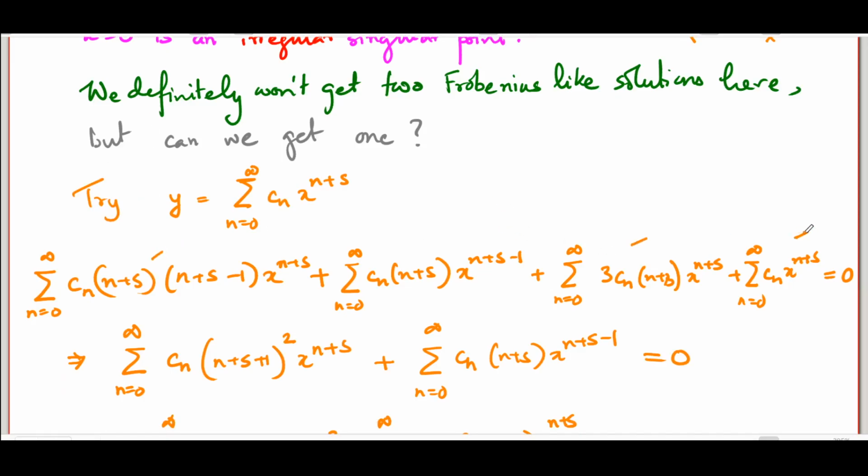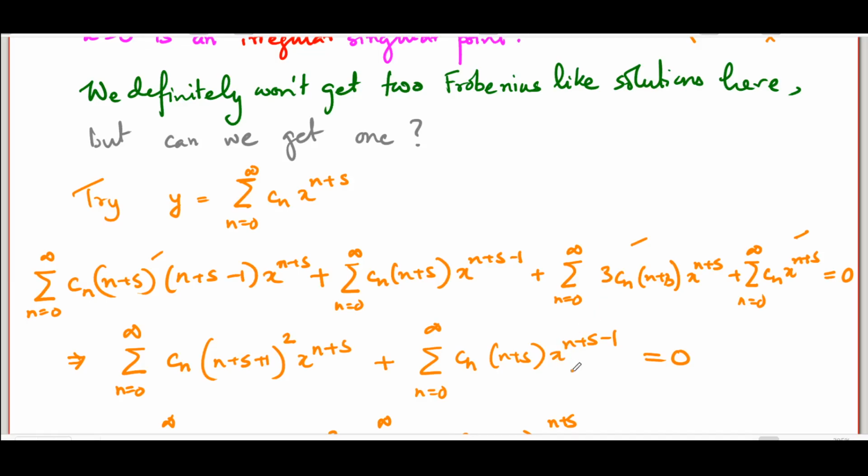and this term can be just added together. It's very easy to see that this is (n plus s) whole squared plus twice (n plus s), the minus 1 into (n plus s) cancelling with the 3 (n plus s) here, plus 1 coming from this, with a c_n overall factor. So this is just c_n (n plus s plus 1) whole squared x to the n plus s. And this is just c_n (n plus s) x to the power n plus s minus 1. This whole power series has to be 0. Now, in order to handle a power series, what we need to do is ensure that all the terms have the same power.